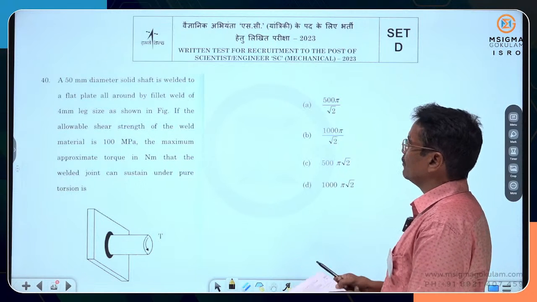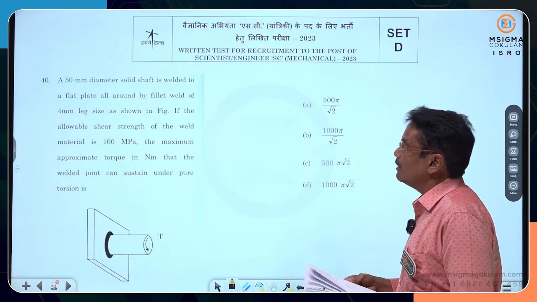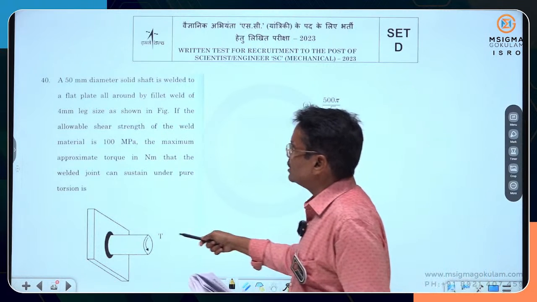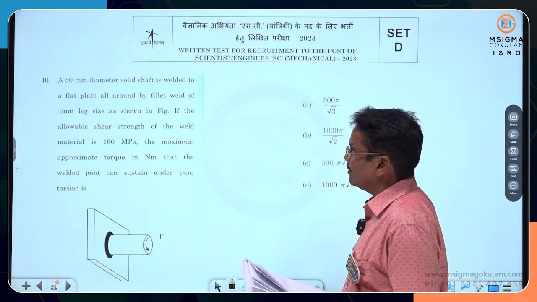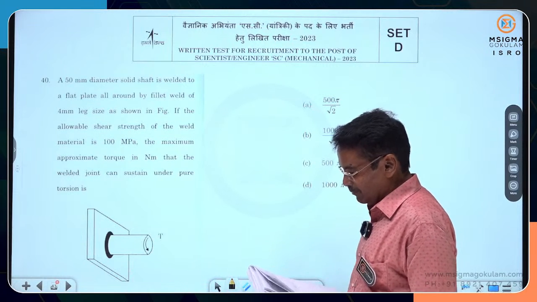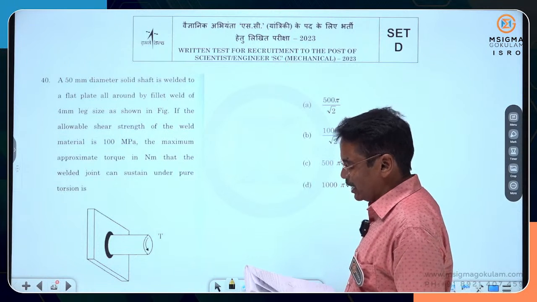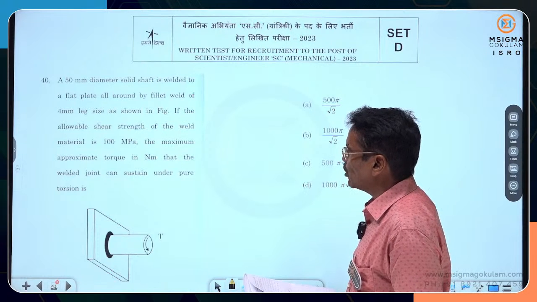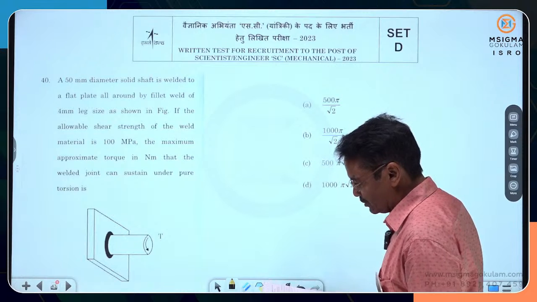This is the question given on the design of welded joints. A 50 mm diameter solid shaft is welded to a flat plate all around by a fillet weld of 4 mm leg size as shown in the figure. If the allowable shear strength of the weld material is 100 MPa, the maximum approximate torque in Newton meters that the welded joint can sustain under pure torsion is.